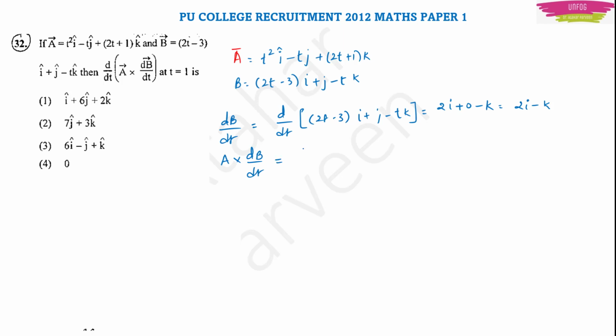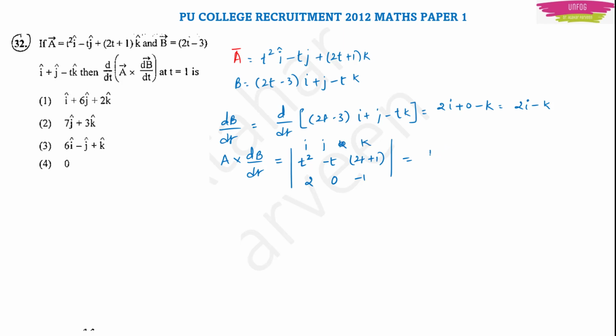So this will be equal to the determinant with i, j, k, and in the second row you have to write A. What is vector A? Coefficient of i is t square, coefficient of j is minus t, and for k it is 2t plus 1. And dB by dt is 2, here it will be 0 and here it will be minus 1. Now you solve this determinant. I will write k here for your reference.